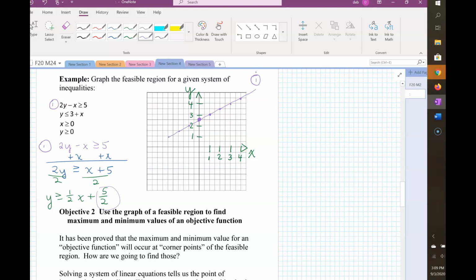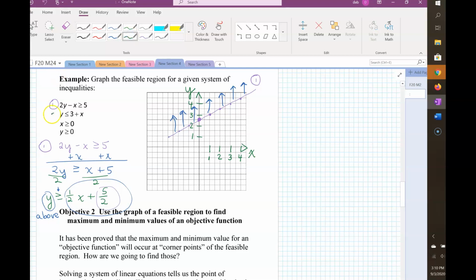And now I need to decide which side to shade. So you either need to test (0, 0), or you can use the above-below method because you see y is greater than these points that are on the line. So you want y values that are above the line. So I'm going to use arrows rather than shading, especially on the tablet here. It gets really muddy if I try shading. Okay, so everything above that line is potentially part of the feasible region.